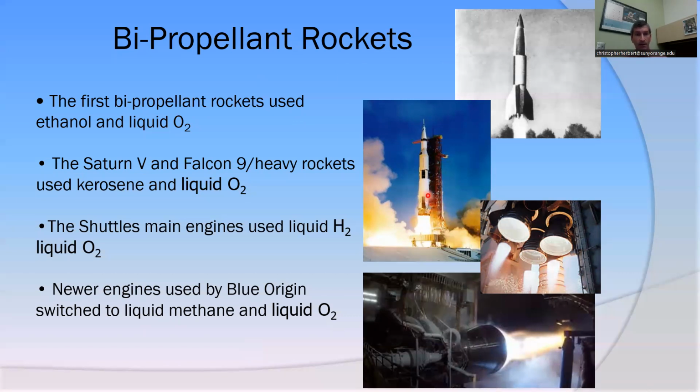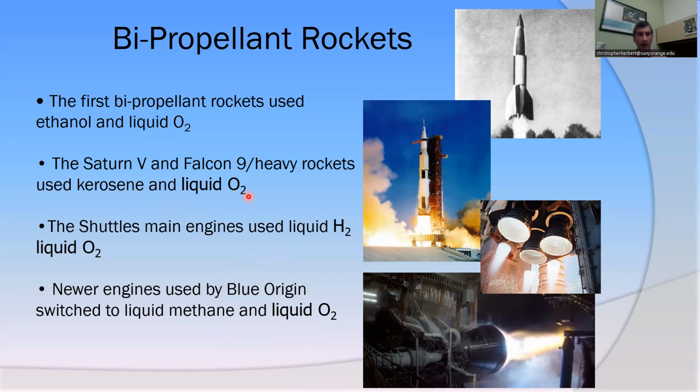These were used on the Saturn V first stage and are still used today on the Falcon 9 and Heavy rockets. The shuttle's main engines used liquid hydrogen and liquid oxygen, as does Artemis. Newer engines are switching to liquid methane and liquid oxygen because there's sort of a compromise. The kerosene liquid oxygen engines were easier to use for a number of different reasons.